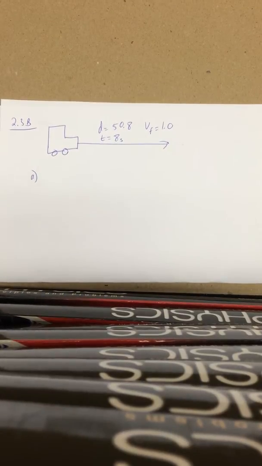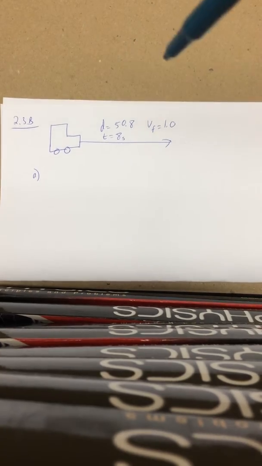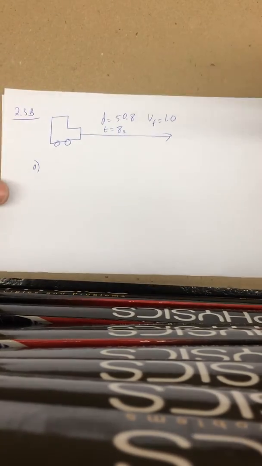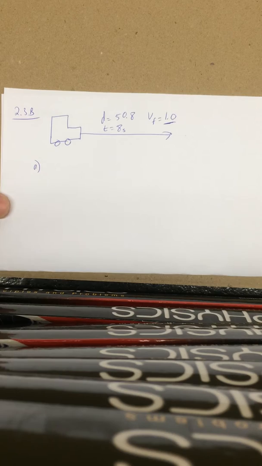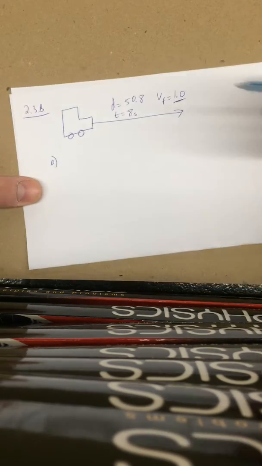All right, now we're doing question 2.3b. We're looking at a question with a truck that covers 50.8 meters in 8 seconds, and my code is 1.0, so whatever your code is, just put a decimal point in between. So if your code is 53, you're 5.3. The first question wants to know what's the initial velocity.